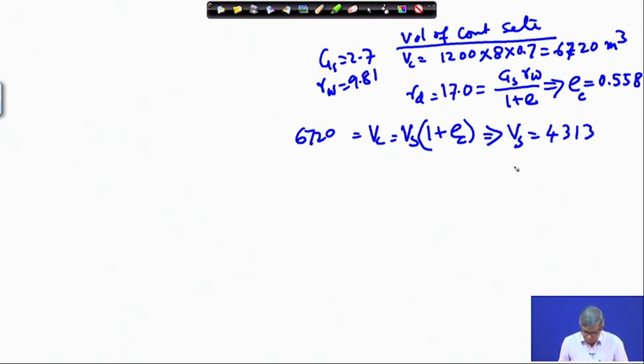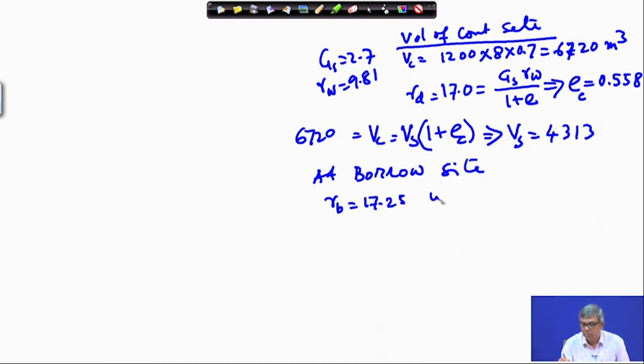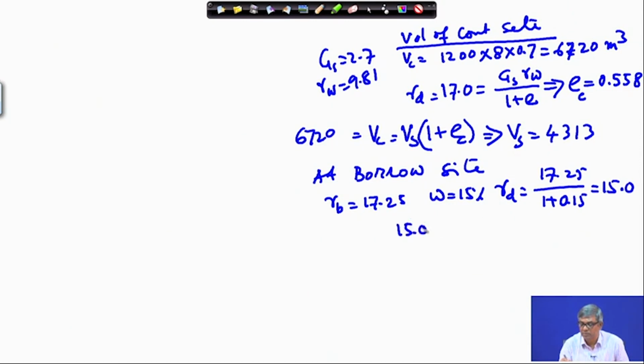So Vs you have got. Now once you get the Vs, then at borrow site, we have got gamma B equal to 17.25 and water content is 15%. So gamma D will be equal to 17.25 divided by 1 plus 0.15, that gives you 15.0, and so 15.0 can be written as GS gamma W by 1 plus E borrow pit.